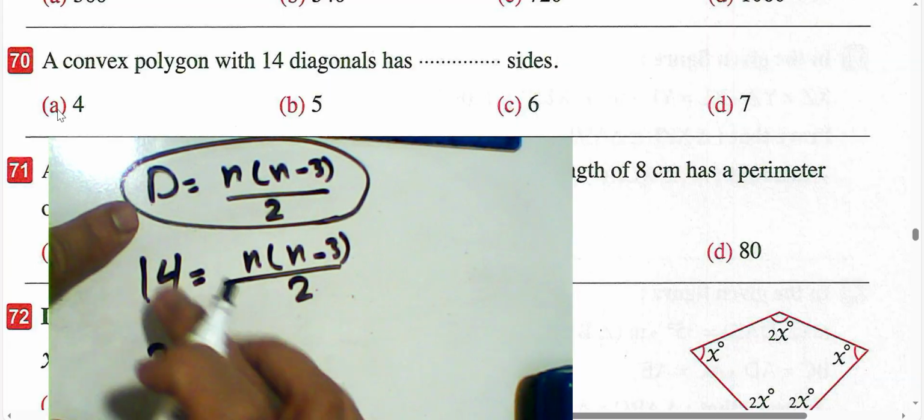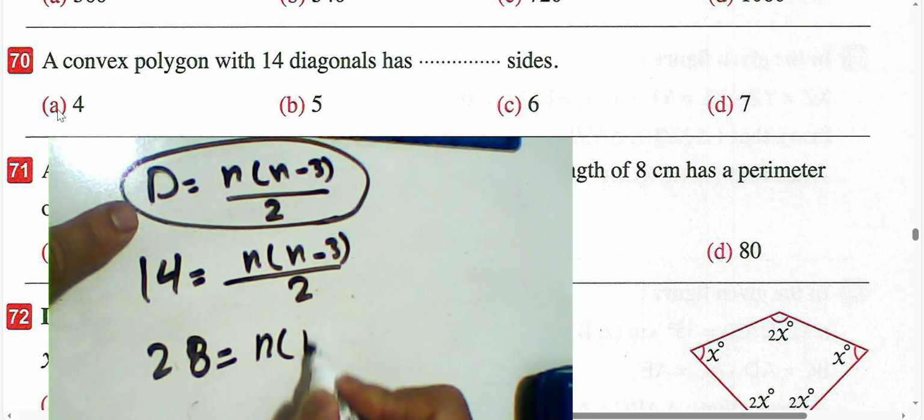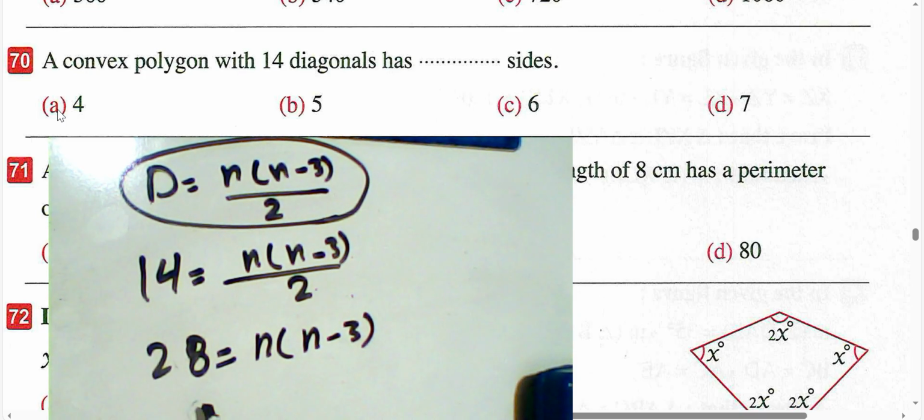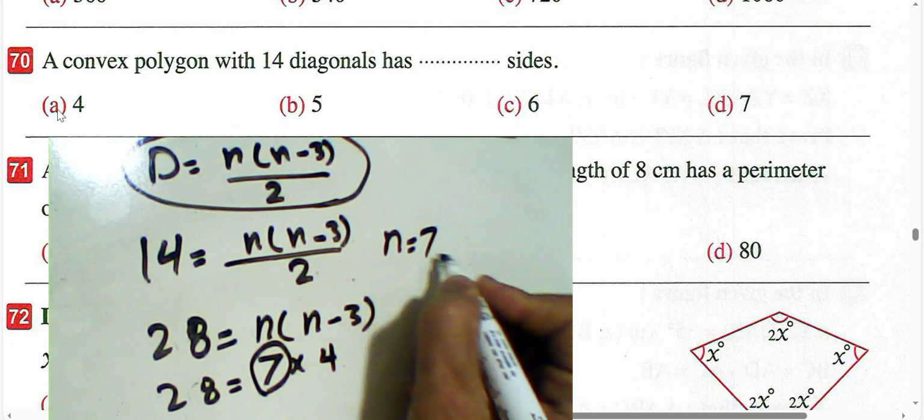We can write the rule with d equal to 14, 2 times 14 is 28, and write 28 equals n multiplied by (n minus 3). And then think, what number multiplied by another number equals 28? We can write 7 multiplied by 4. Why? Put 7 here and here 7, 7 minus 3 equals 4. Then the number of sides will be 7 sides.